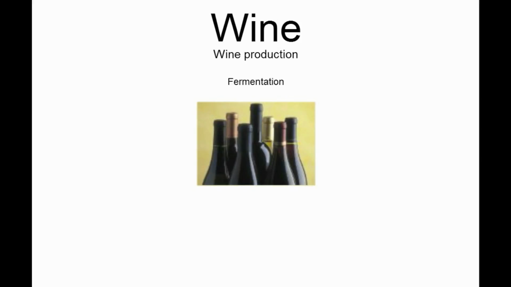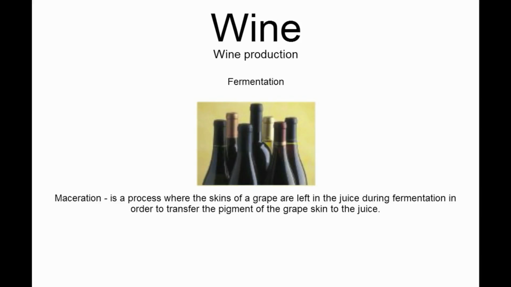Because the pulp of the grape is colorless, the tannins and color compounds of the skin are necessary to give red wine its beautiful color. The pigment from the skins is transferred into the wine, when the skins are left in the juice during fermentation. This process is called maceration.